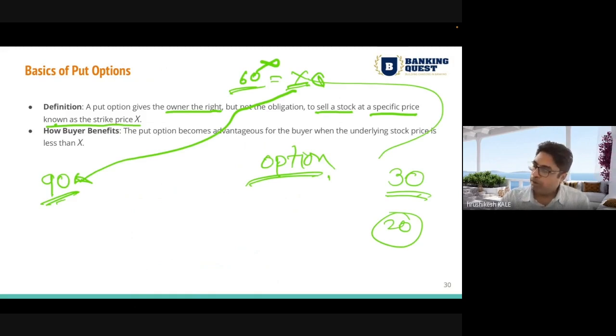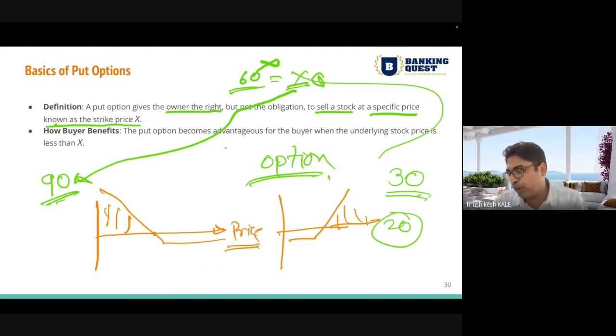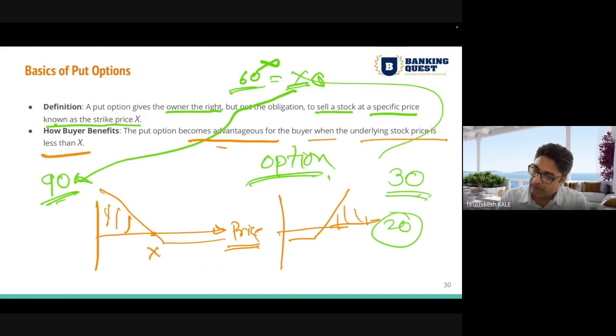So always remember, in put option, when the prices are going down, then you make profit. And in call option, when prices are going up, then you make profit. Always remember, on x-axis you have price. So for put option to become advantageous to the buyer, the underlying stock price is less than X. So this is your X, exercise price. And when your stock price is less than X, then only you go in profit.